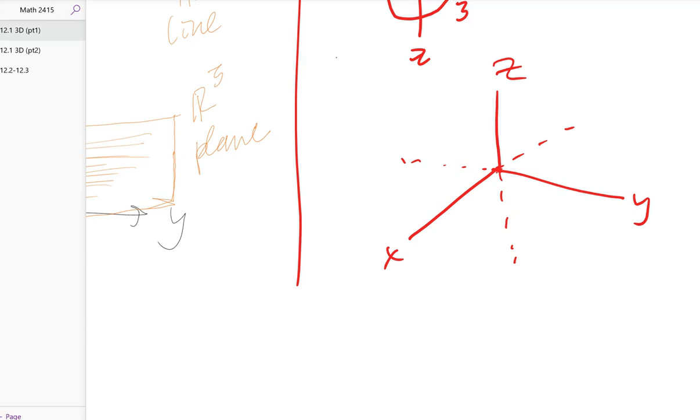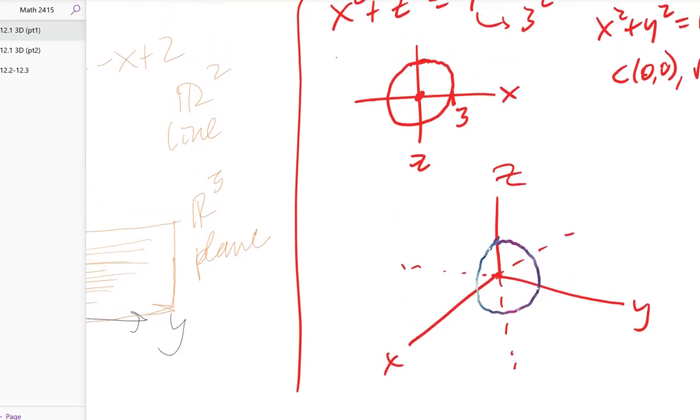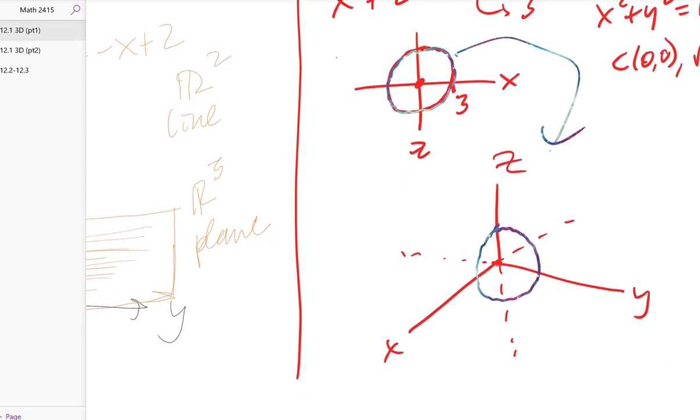So in the xz plane, it would look like this. Oh, it's a rainbow one. Okay, so it's this circle right here. All right, so I've just drawn that there. Let me get out a rainbow. This is bizarre.